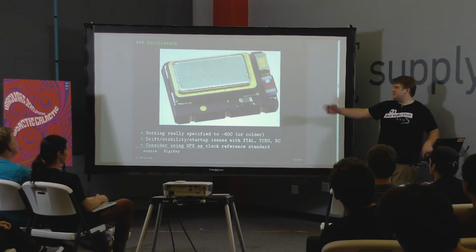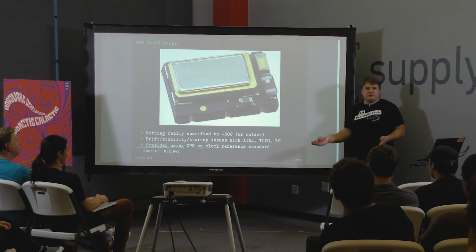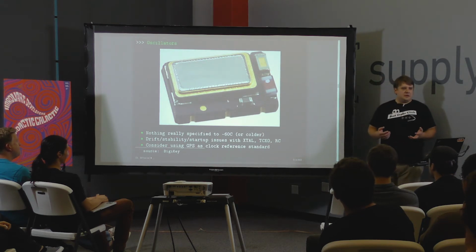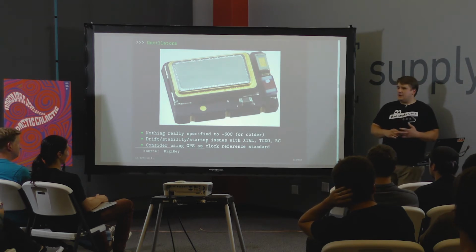Oscillators. So this is a generic oscillator picture I stole from DigiKey. But pretty much even temperature-controlled oscillators only work well on the ground. In the sky, they start to drift, and they're not designed for that kind of cold. So it's very challenging to get an accurate clock.